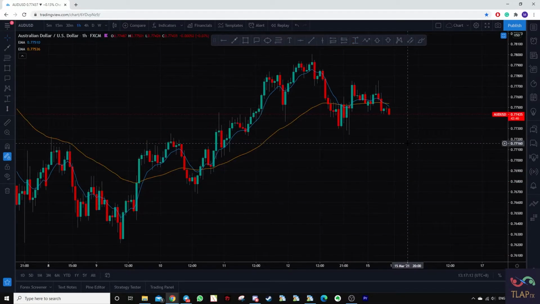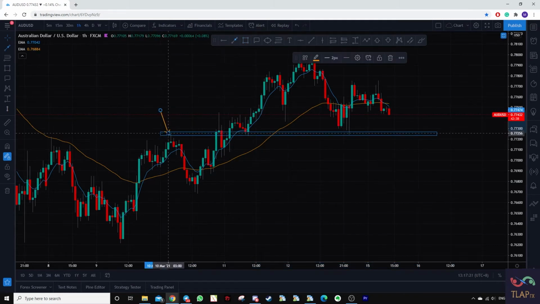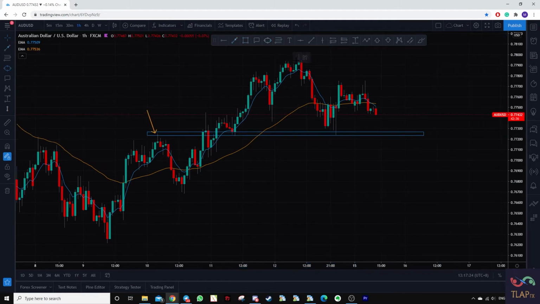So first up, we have the Aussie dollar. A support area can be seen over here at this level, and we can actually extend to the left as well to cover this point. So with this projection, or with this current bearish momentum, we are likely to see a move towards this support zone, and it will test this crucial area.